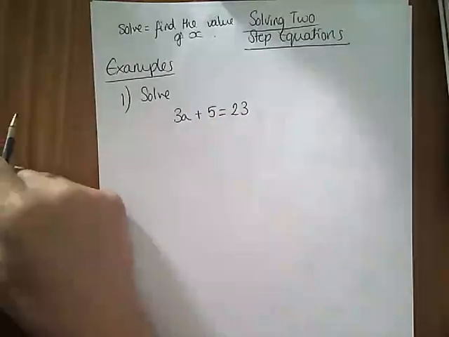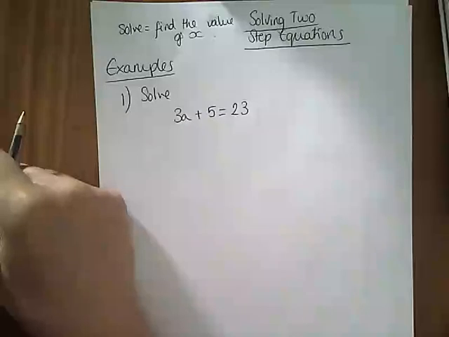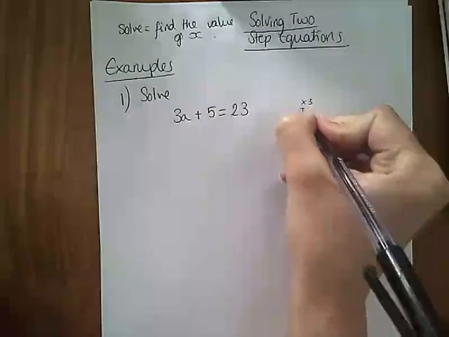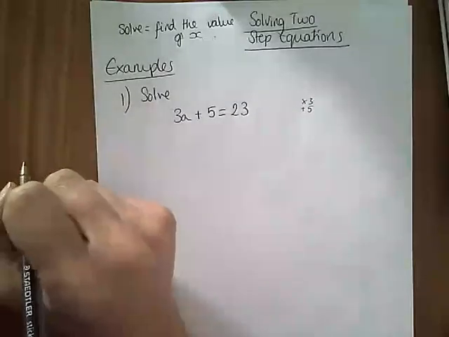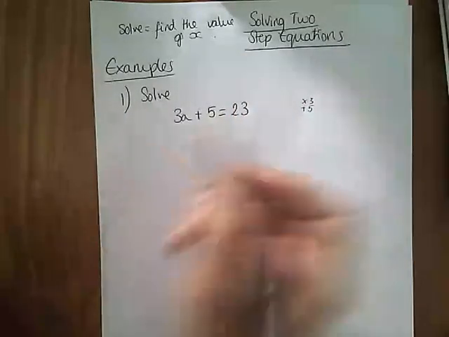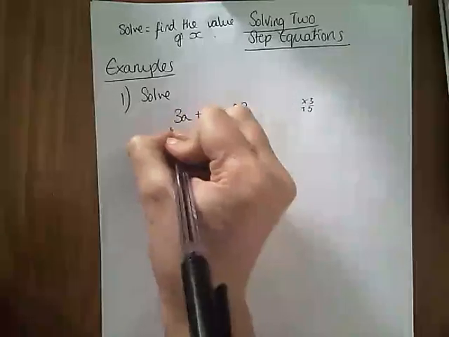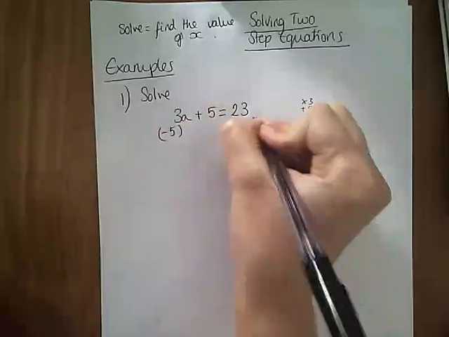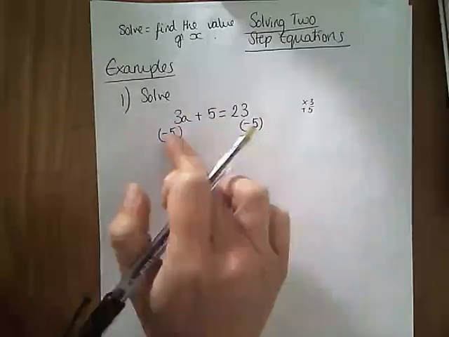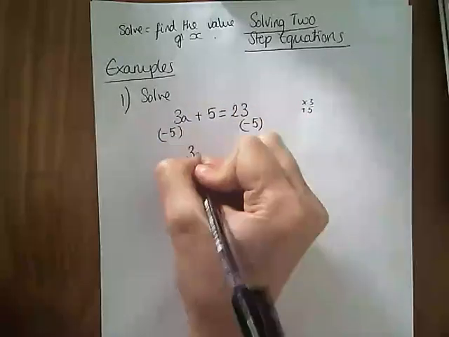Okay, so again, we're going to think about what is happening to a. So a is being times by 3 and then adding 5. So to reverse it, we've got to go backwards and do the opposite to what is happening. So to reverse the plus 5, we're going to take away 5. Whatever I do to one side, I have to do to the other. So to get rid of the plus 5, I'm taking away 5. That leaves me with 3a.